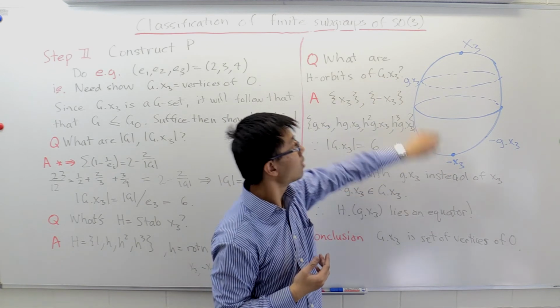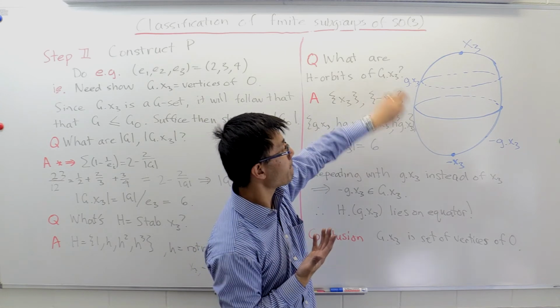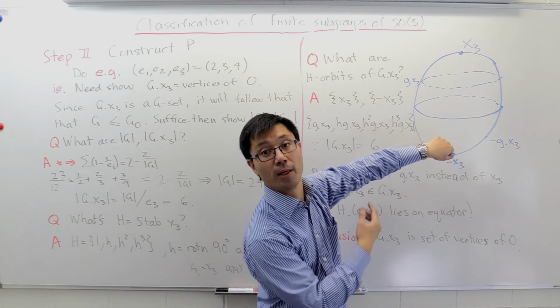It's certainly a pole, but is it inside here? That's not clear as yet. Okay, but if it were inside here, I guess it would be fixed. It will be its own orbit.